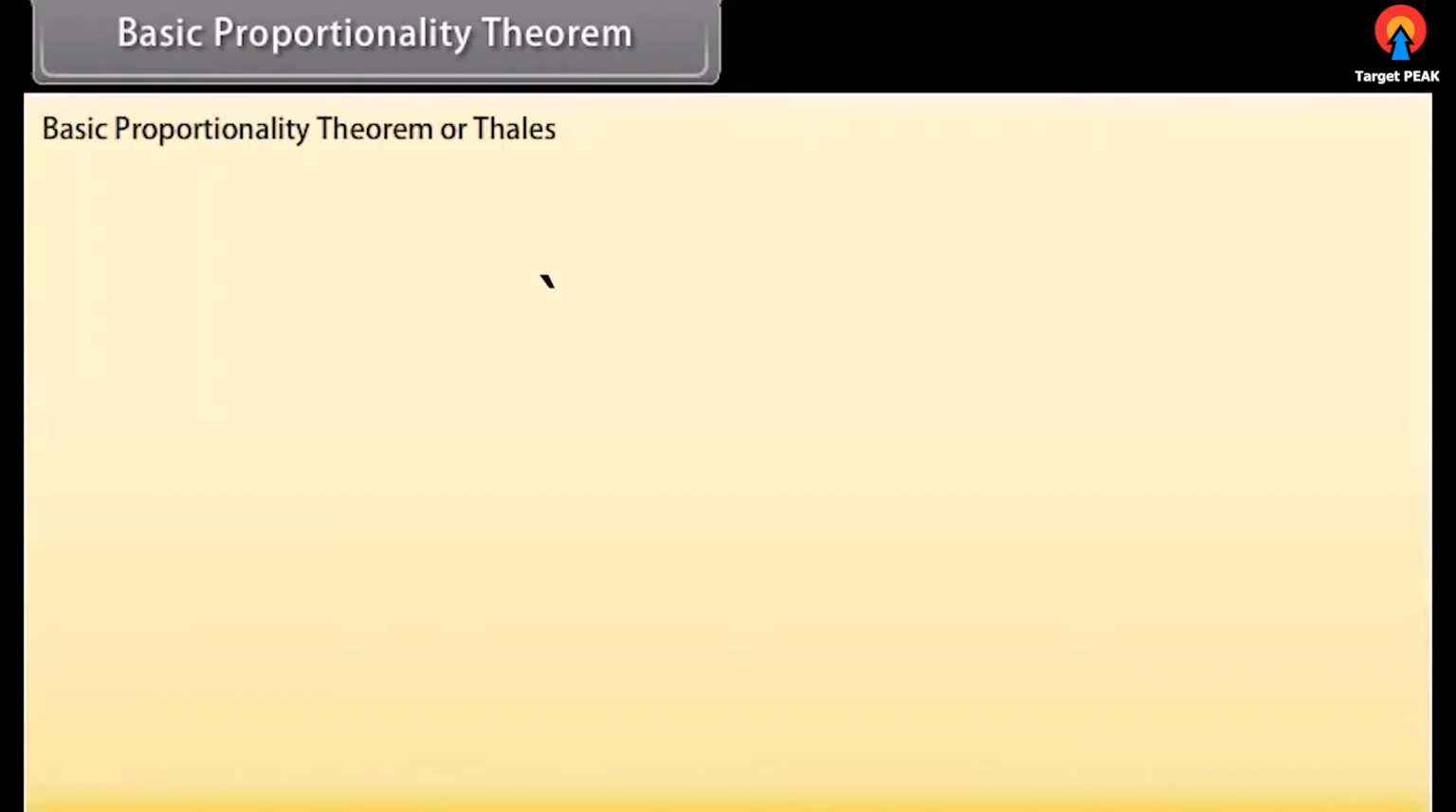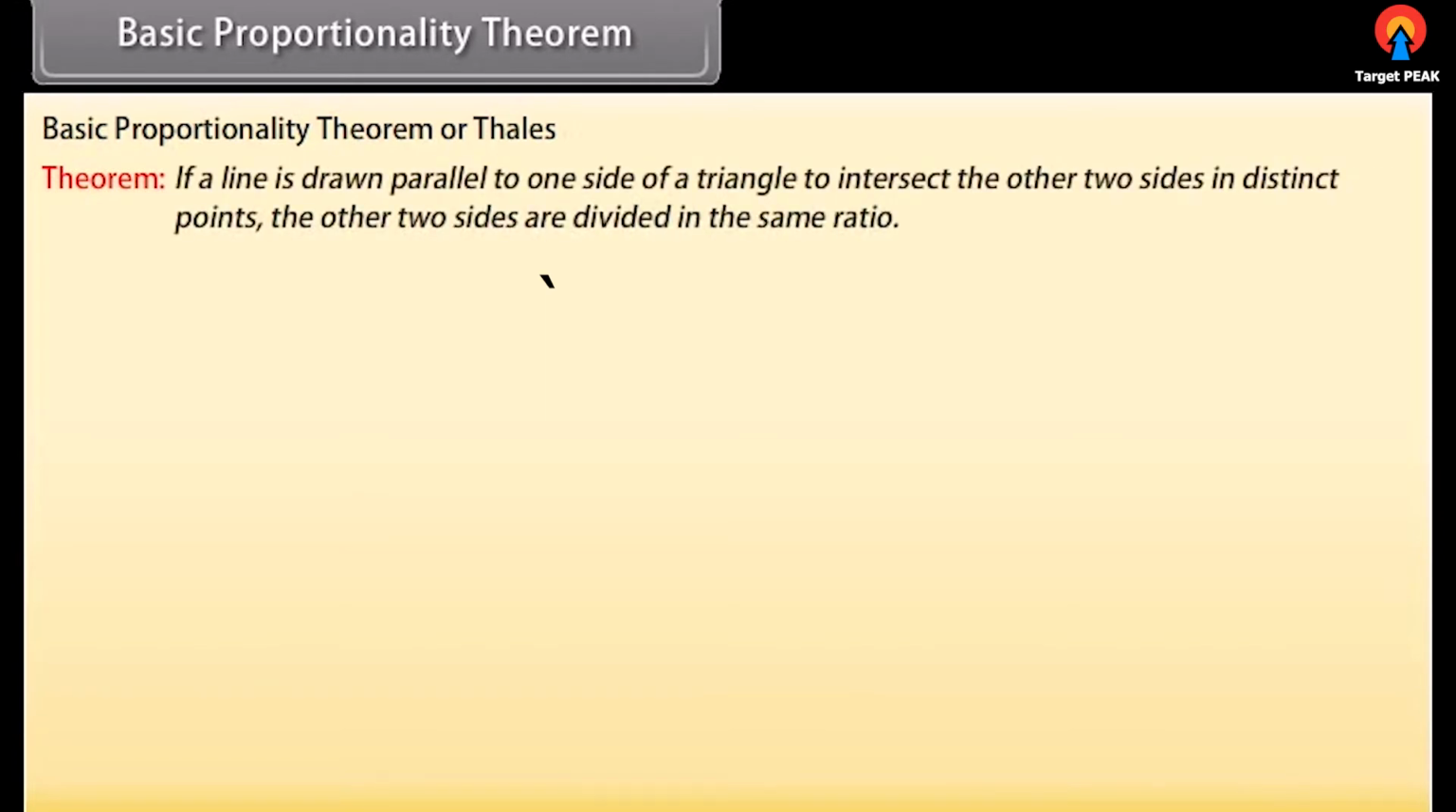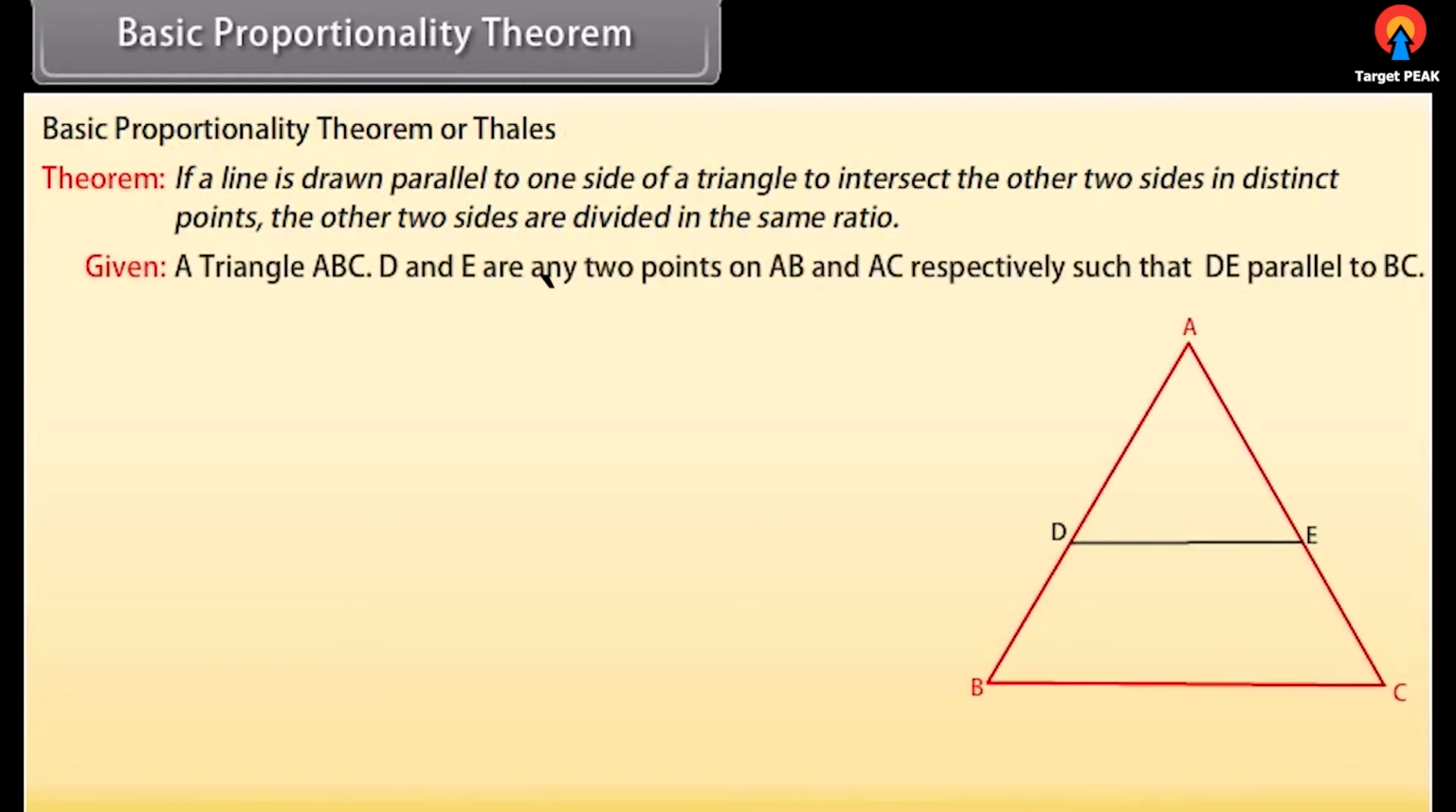Basic Proportionality Theorem or Thales Theorem. If a line is drawn parallel to one side of a triangle to intersect the other two sides in distinct points, the other two sides are divided in the same ratio. Given a triangle ABC, D and E are any two points on AB and AC respectively such that DE is parallel to BC. To prove AD/DB = AE/EC.